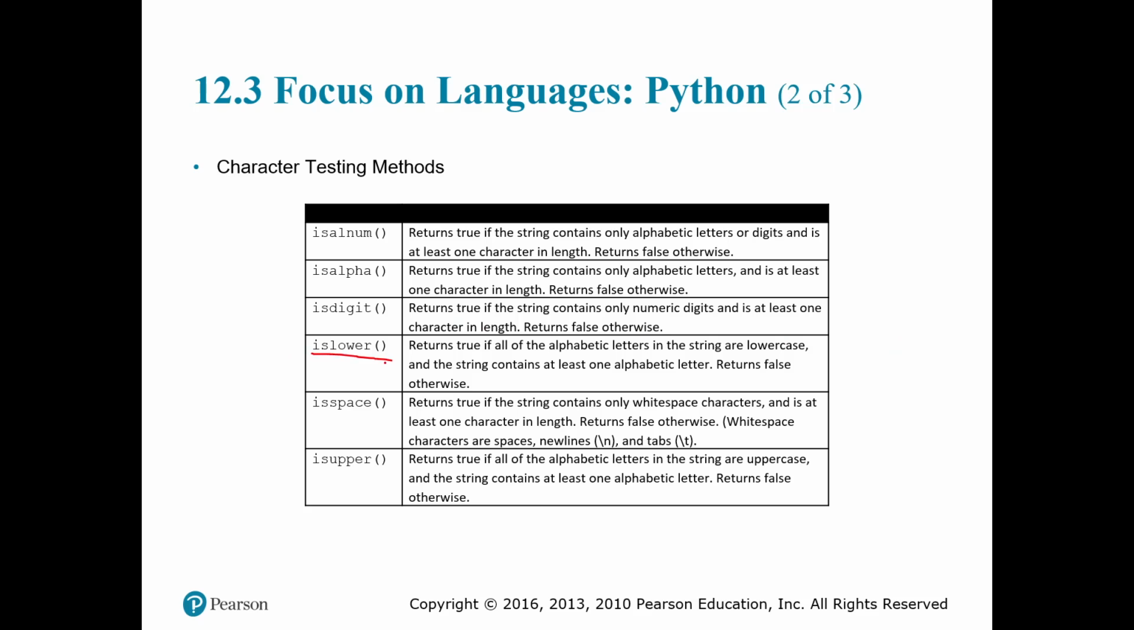Again, isLower will return true if all of the alphabetic letters are lowercase. IsSpace will return true if the string contains only white space characters, and isUpper will return true if all of the alphabetic letters in the string are uppercase. Only in that way, otherwise false.